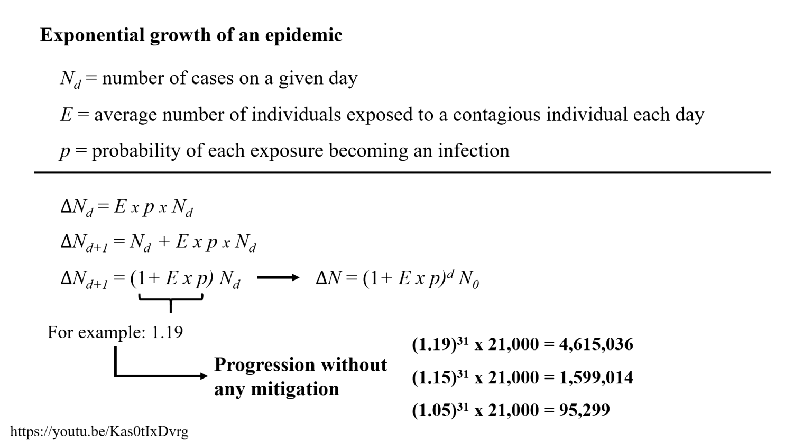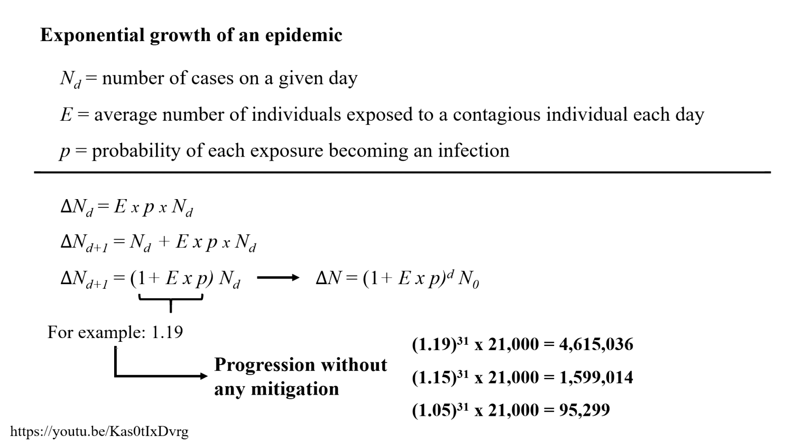Here is exactly the same thing. So in my example here, you have this expression being 1.19. So if I look at the growth rate of 1.19, and this growth rate is not mitigated in any kind of way, it continues at exactly the same rate for 31 days, up to the power of 31, and I start out with 21,000 people that are infected.